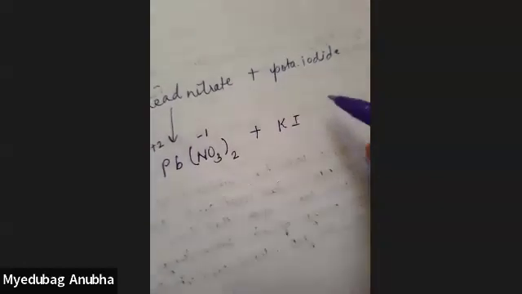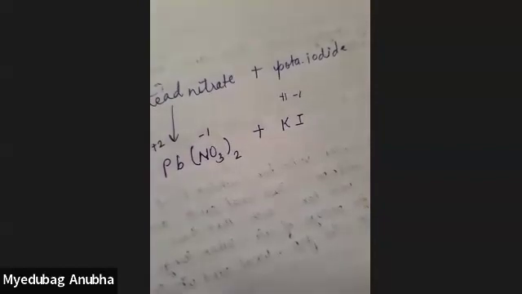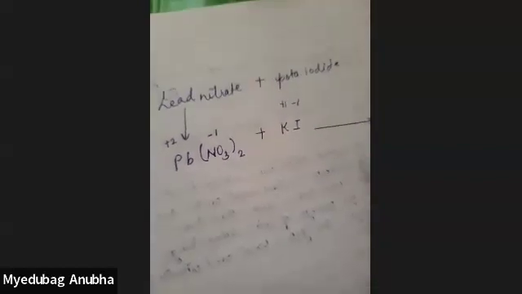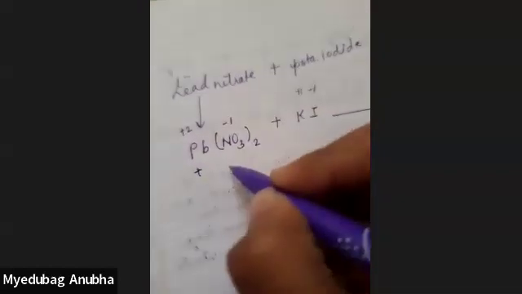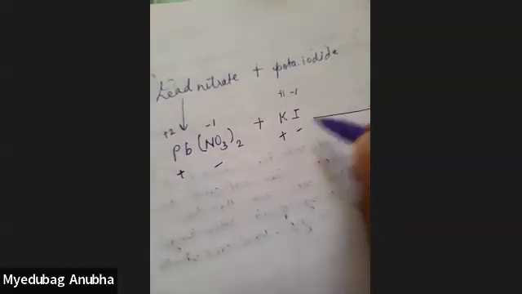Yes. Then that's potassium iodide. Potassium is K, iodide is I. Both have valency of 1, this is +1 and this is -1, so the formula remains the same. Now I'm asking you, when we mix these two solutions, what will be the product? So lead has the positive charge, nitrate has a negative charge. Potassium has a positive charge and iodide has a negative charge.